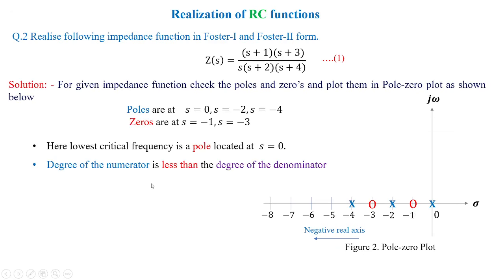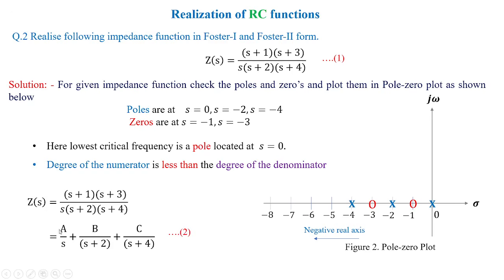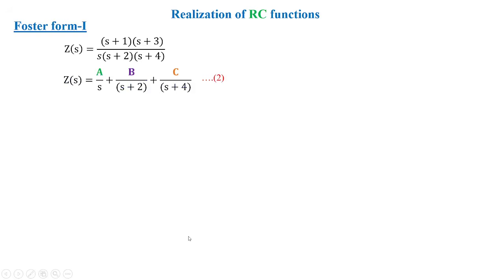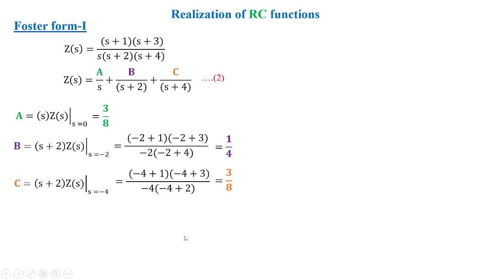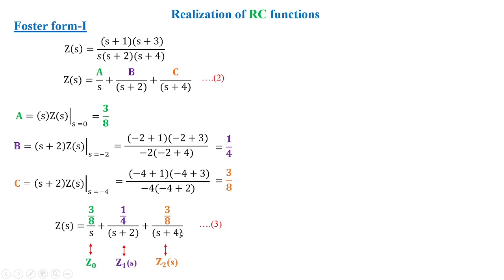Identifying the numerator and denominator degree, you can see the numerator degree in equation 1 is less than the denominator degree. Then what is the rule to be followed? You just take the partial fractions directly. So we have taken the partial fractions of equation 1 as equation 2 and try to obtain the A, B, C values. Once the A, B, C values are obtained, reframing equation 2, we get equation 3. Now Z(s) is directly obtained as 3/(8s) + (1/4)/(s+2) + (3/8)/(s+4).